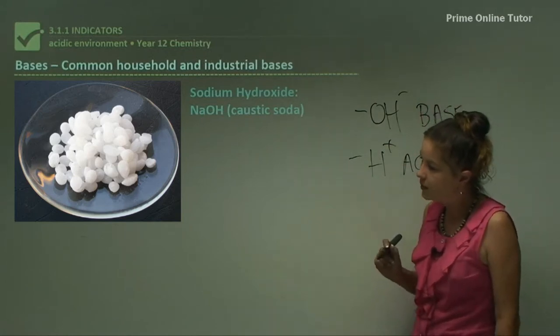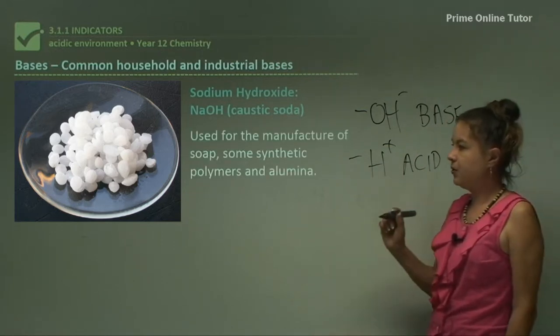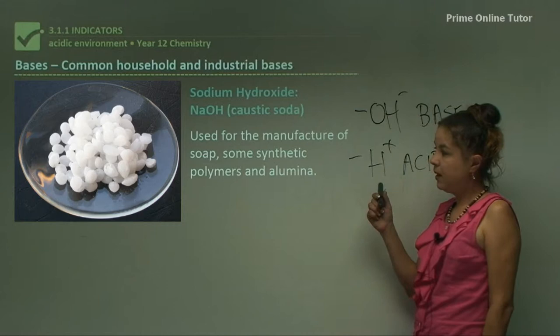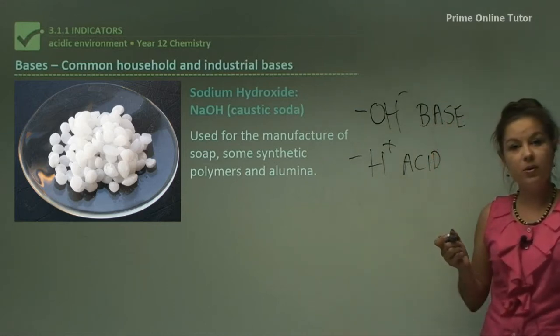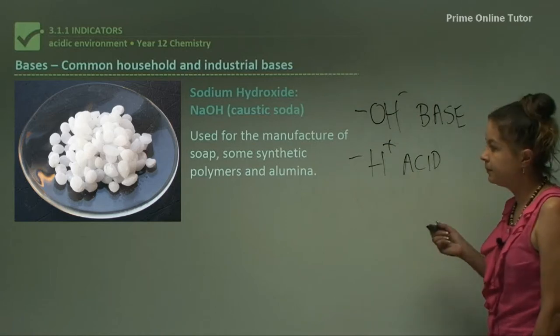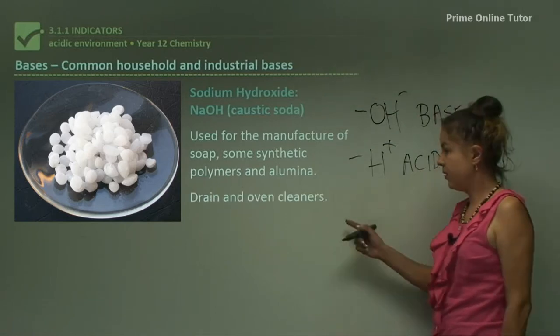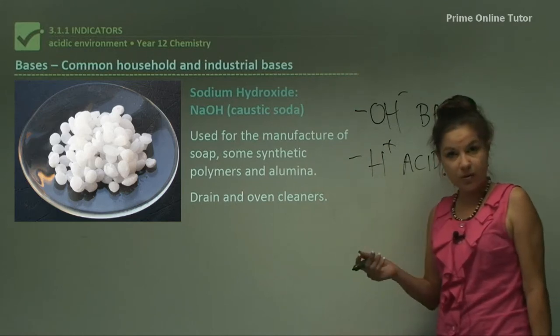It comes in pellets, as you can see in that picture. It's used for making soap and some synthetic polymers, and also alumina, which is used in the mining industry quite widely in Australia. It's used for drain and oven cleaners. So it will clean out sinks and blocks drains.